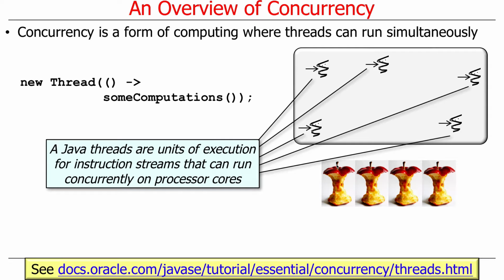And in Java, at least, you create a thread by saying new Thread and giving it some computation to run. This is actually using the Java 8 lambda notation, which we'll talk about later.